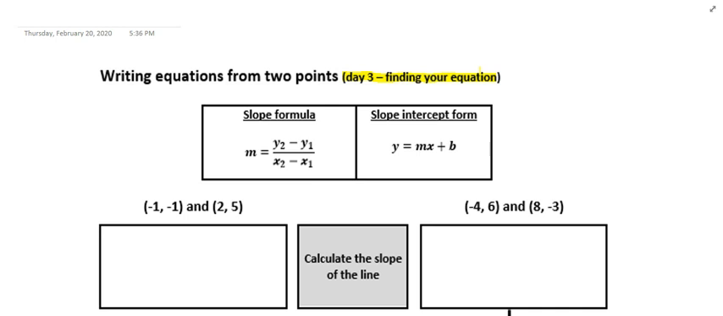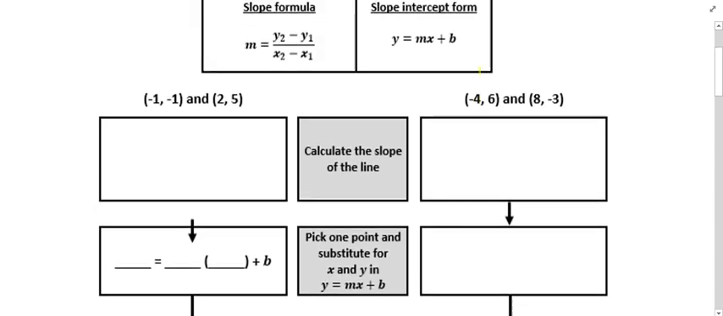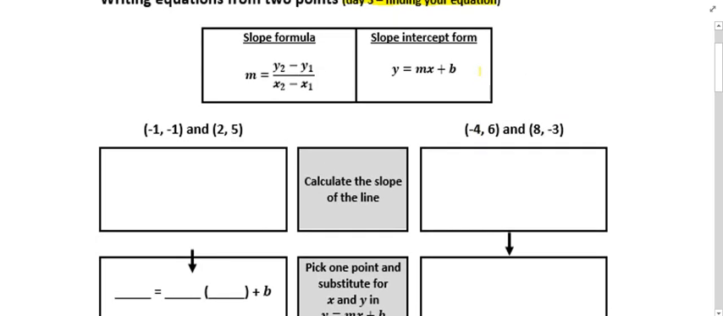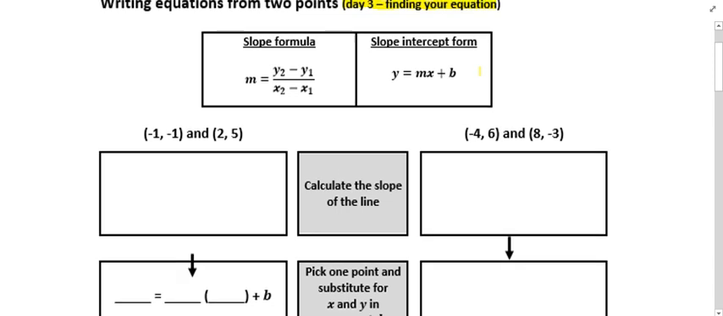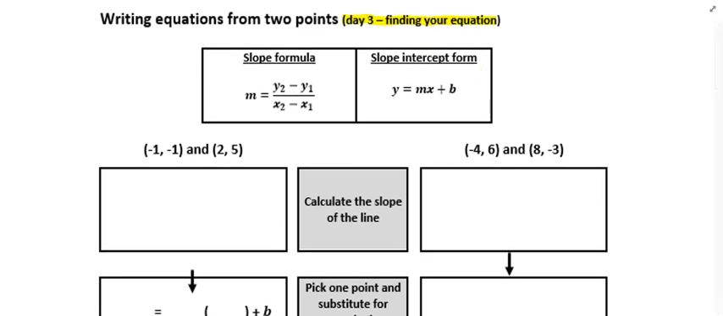Let's get started. All right, so to find an equation, the best way to do it, at least in the way that we're going to use it, is to pick 2 points and use what we know about equations to find the equation using those 2 points. The first step, step 1, is to calculate the slope of the line. We know how to do that.